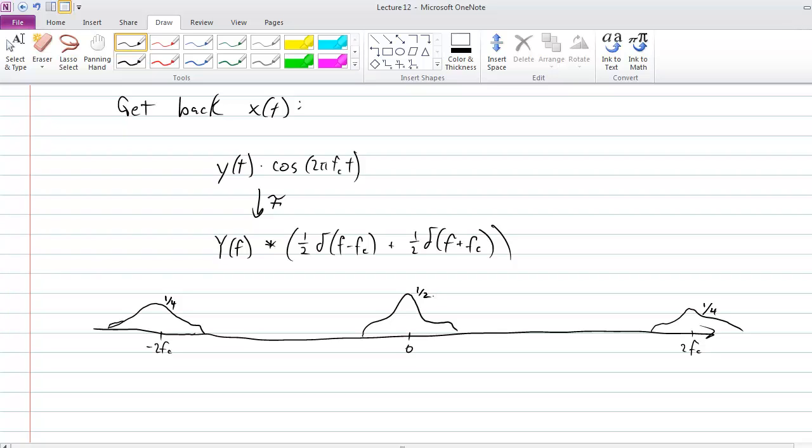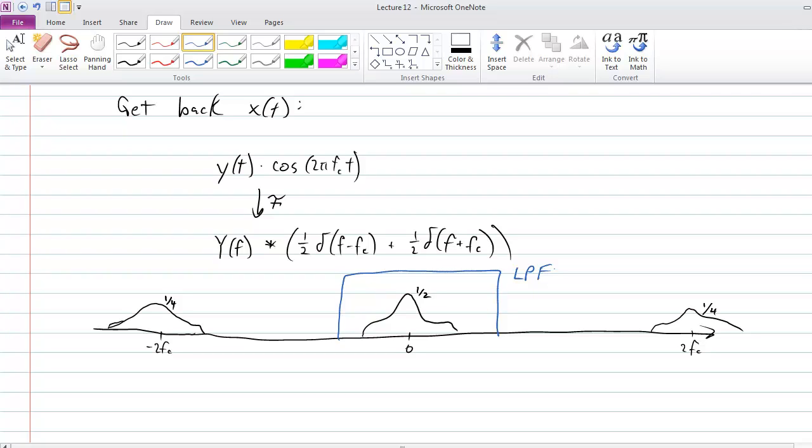And now all you have to do is do another filter, a low-pass filter, to get rid of this stuff. And you get back exactly the audio you wanted. Okay, so this is how you can demodulate an AM signal. You just do the same thing it took to modulate it.